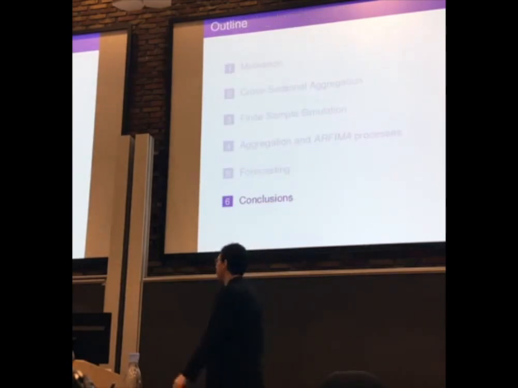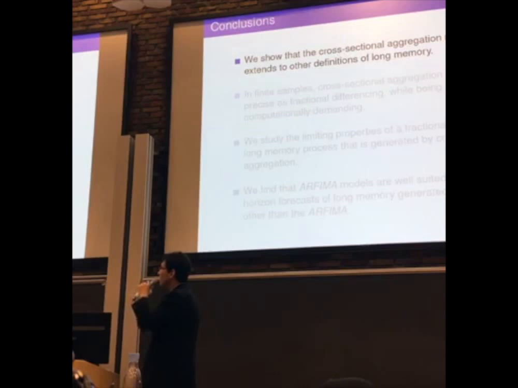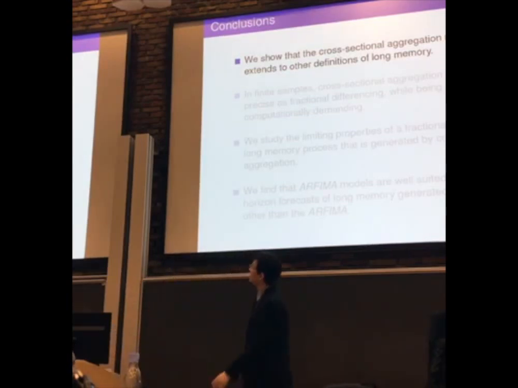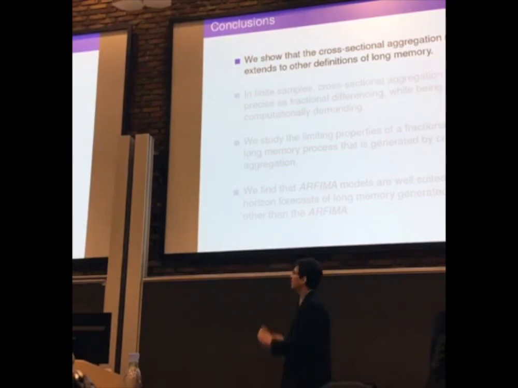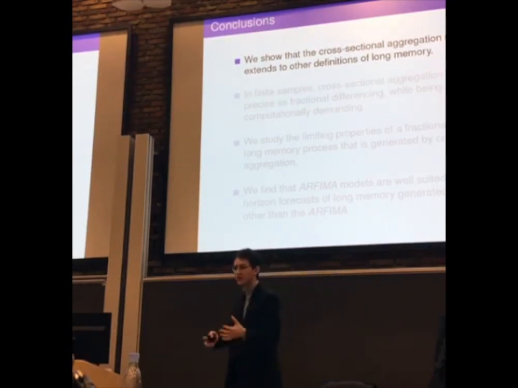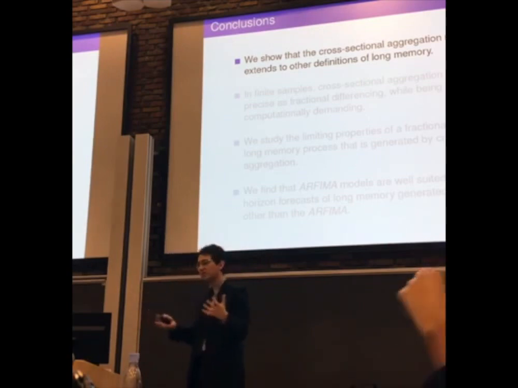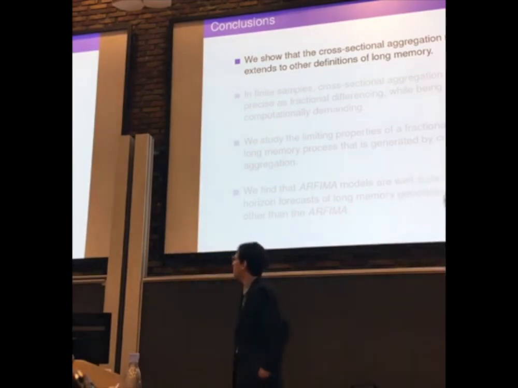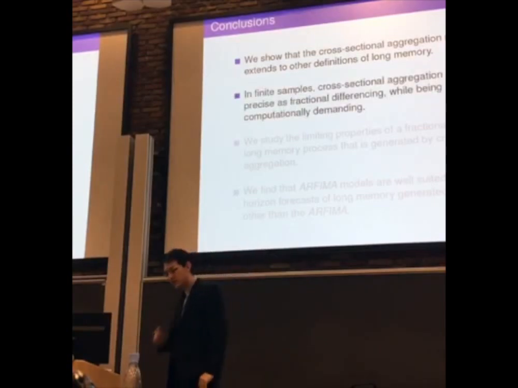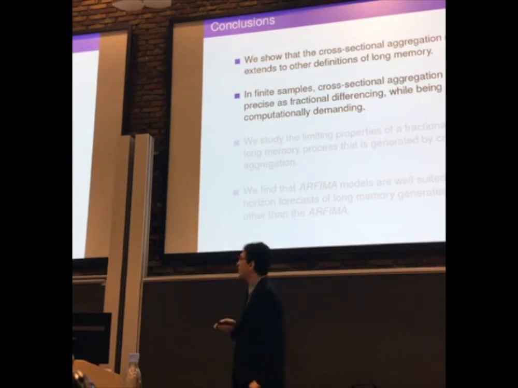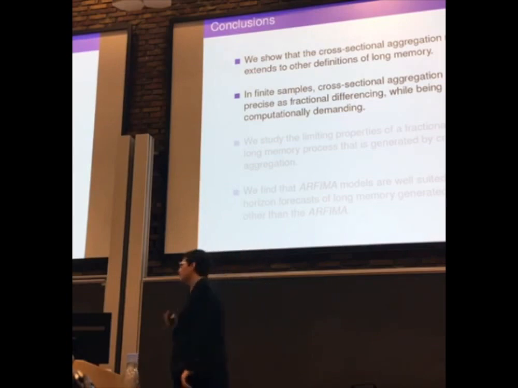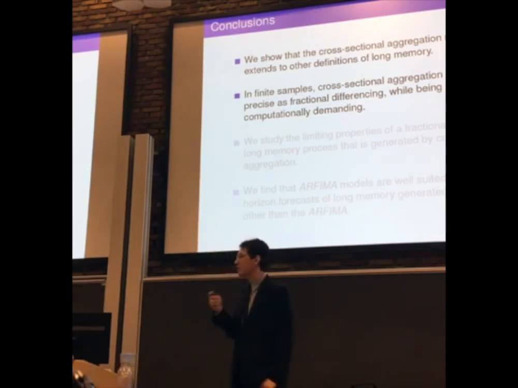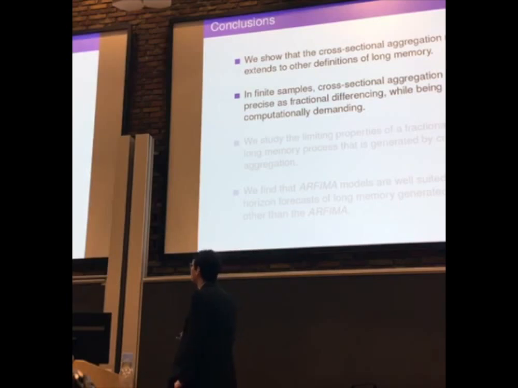So, just to conclude. In the first chapter, we showed that this cross-sectional regression result satisfies broad definitions of long memory. So it is long memory, under many definitions, but difficult to use. It's an asymptotic result. We saw that in finite samples, we do generate long memory, but it's not as precise as just fractional differencing, and it's more computationally demanding. So for simulation purposes, we can generate long memory, but it's not as precise, and it's more time consuming.